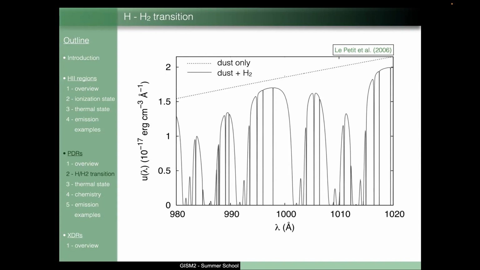This curve here corresponds to the radiation field that you obtain in this range of wavelengths if you only took into account dust absorption. This other curve here corresponds to the radiation field that you obtain if you include absorption by the lines of H2. So for this example, we see that what dominates the absorption is H2, that H2 is self-shielded. This is a very nice result, but the problem is that we don't get a physical insight of why or at which moment it will be true or not.